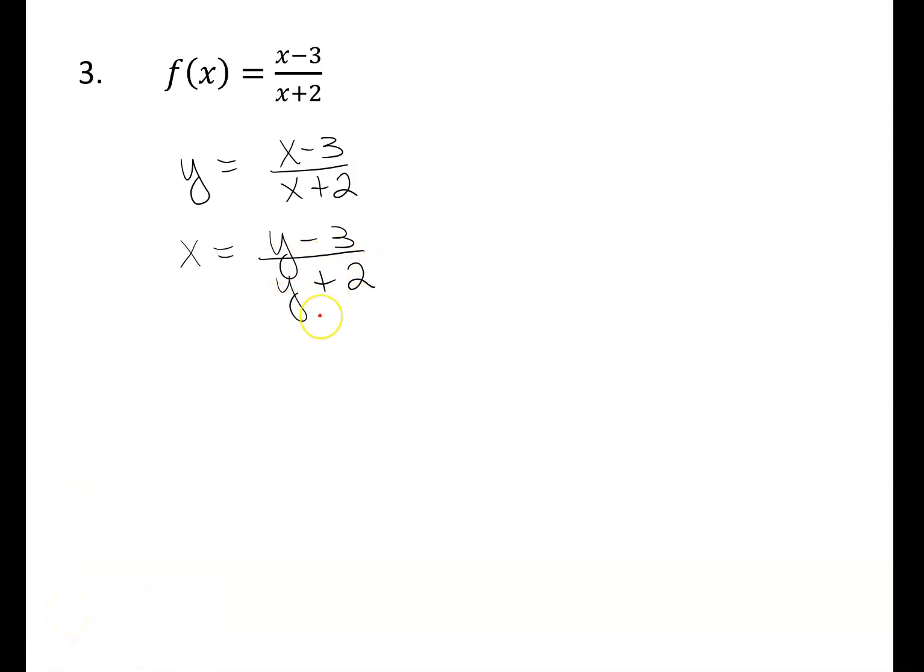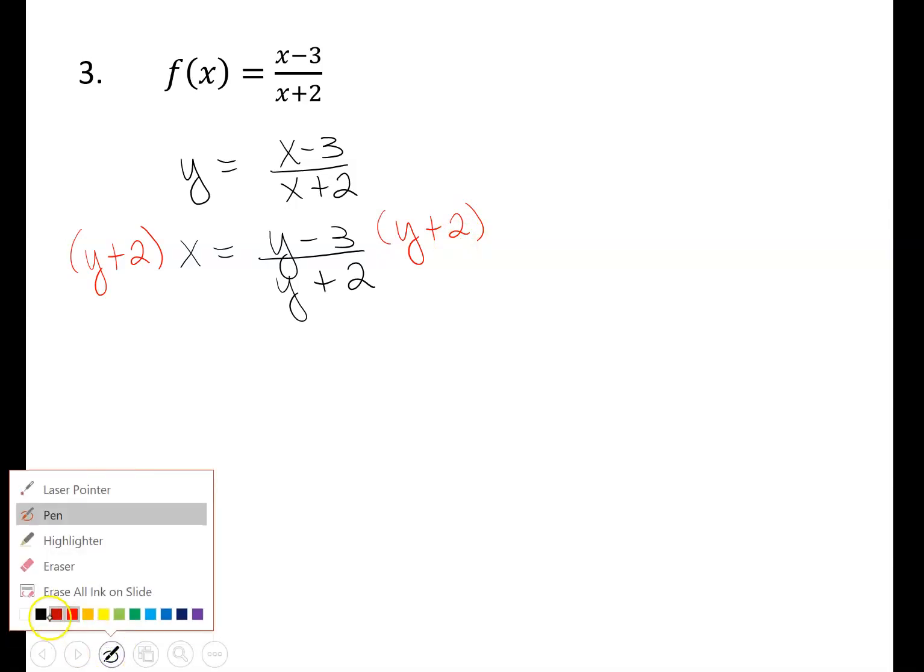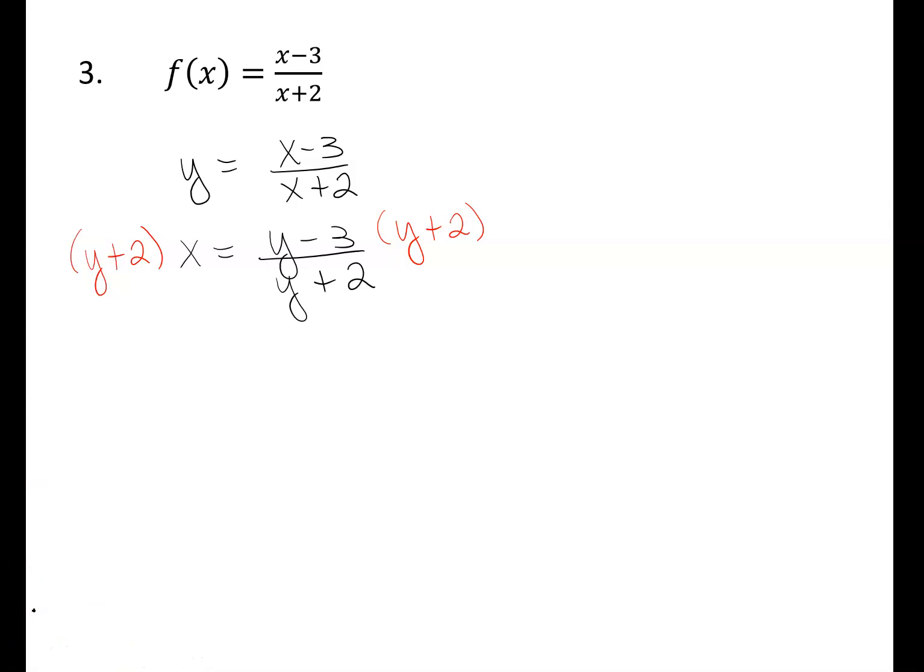So our denominator is y plus 2. That would be the LCD. So we're going to multiply by y plus 2 on the left side and on the right side. So when we multiply on the left side, we are going to distribute the x. So it would be x times y plus 2x. When you multiply variables, it's best to write them alphabetical. On the right side, we're going to cancel the y plus 2's. So now we have just a y minus 3 over there.